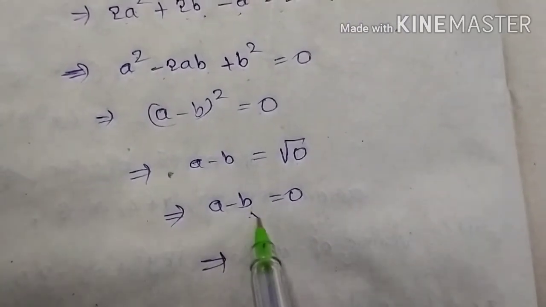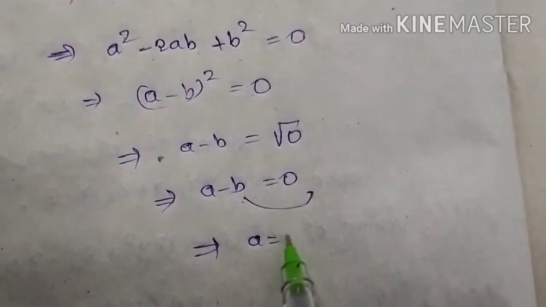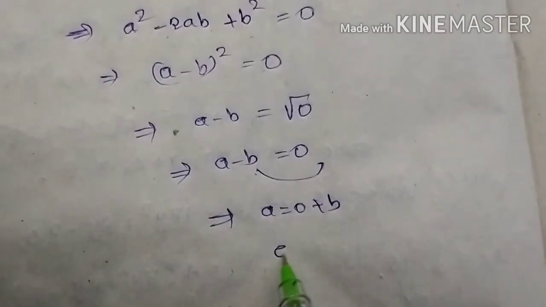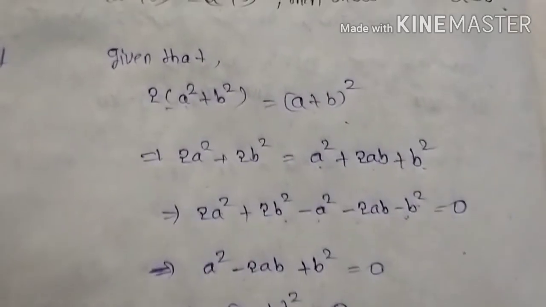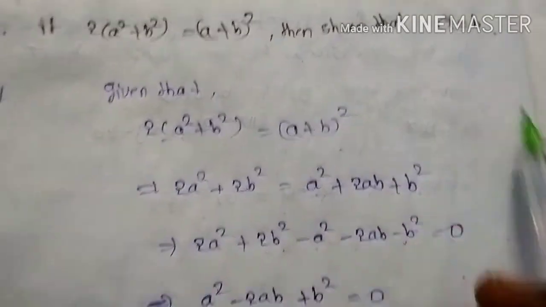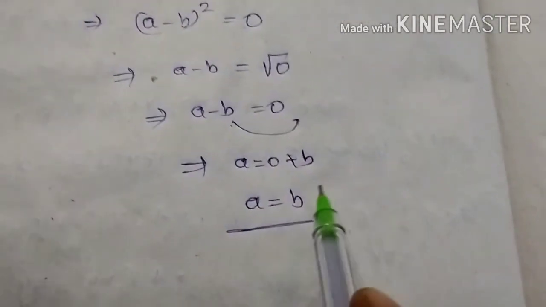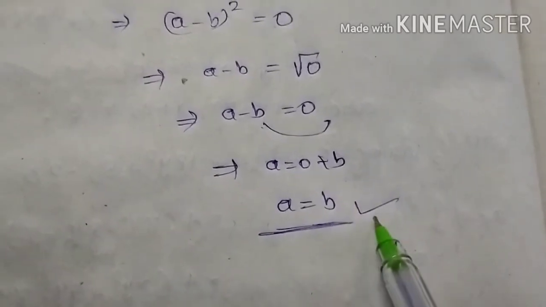This implies you can transpose b to RHS. That means you can write here a is equal to 0 plus b. That means your answer is how much? A is equal to b. In the given question, what are they asking here? See, show that a is equal to b. We have shown or not? A is equal to b. This is your answer.